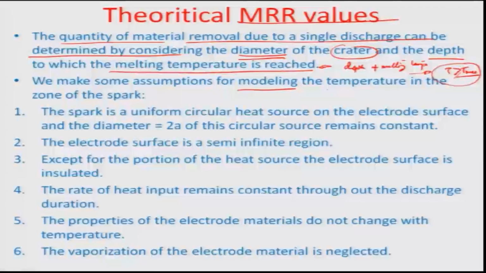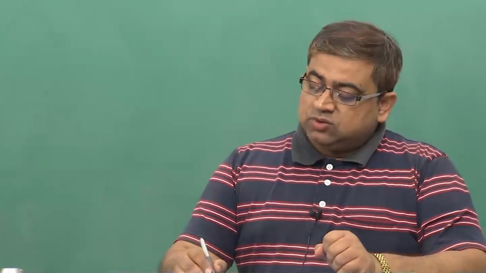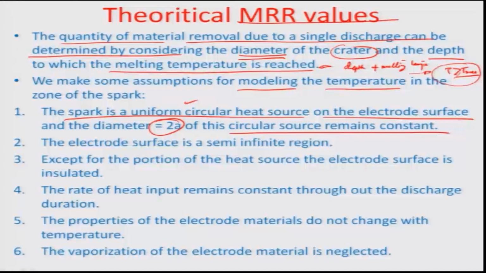So, we make some assumptions for making the model simpler and for modeling the temperature in the zone of spark. The first assumption we make is that the spark is a uniform circular heat source on the electrode surface, and the circular heat source has a diameter of 2a. This is mostly looking at the number of pits which are formulated after the EDM process under microscope. We could get a fairly good idea of what is going to be the overall diameter of such a heat source. So, the diameter of the circular source remains constant, and the electrode surface is again a semi-infinite region.